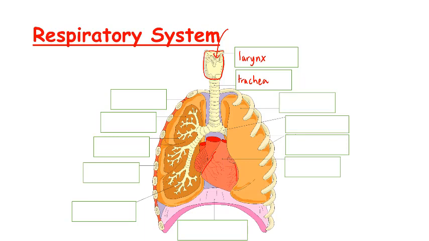It then travels down through this little tube here, which you have two of. And this one is your left bronchus. So you've got a left and a right bronchus. The trachea branches off into your bronchus. Because you've got two of them, sometimes they're just called bronchi. Those branch off into smaller tubes called bronchioles.